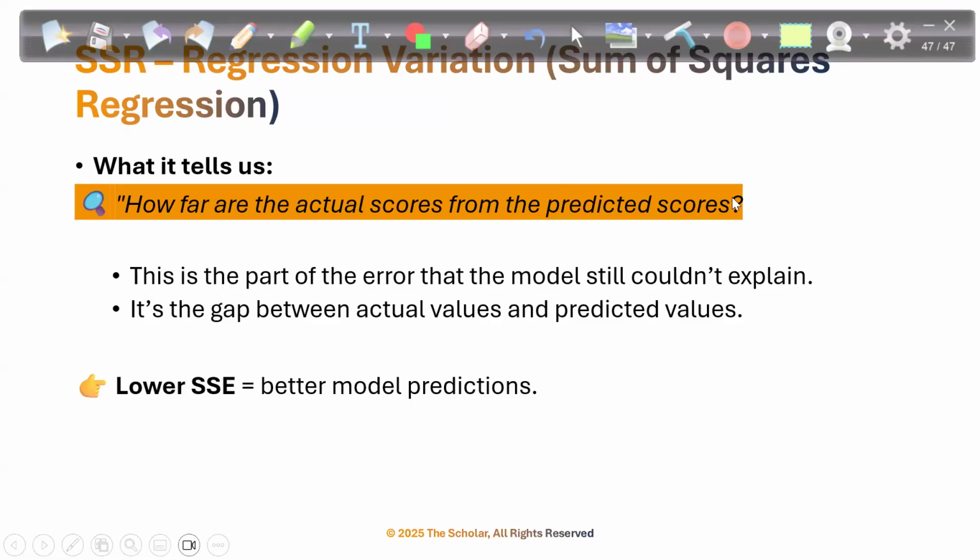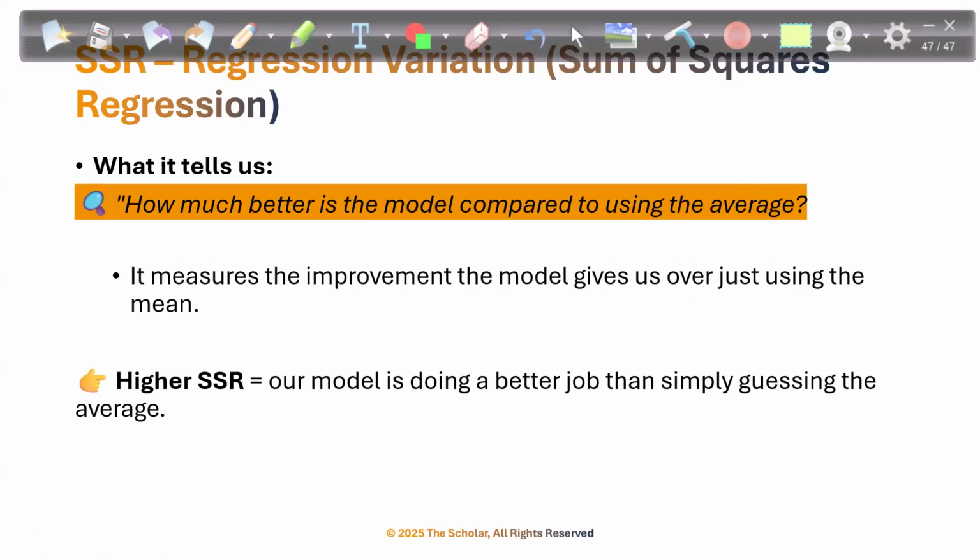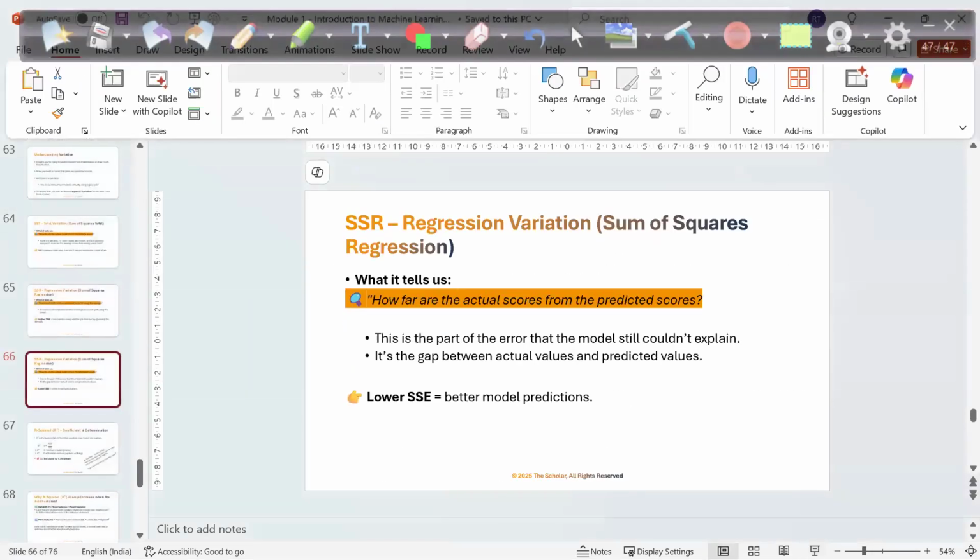How far are the actual scores from the predicted scores? I missed this slide. Give me a second.